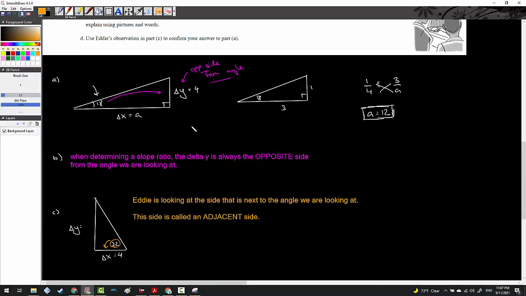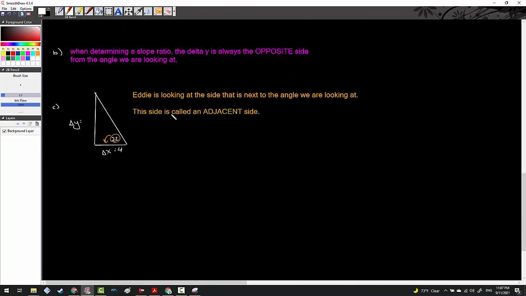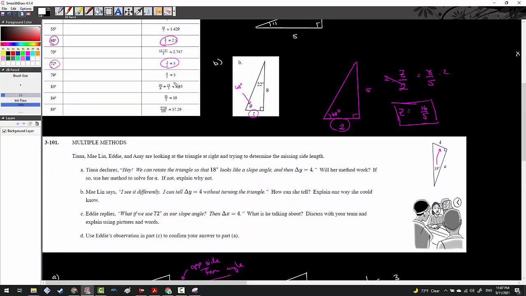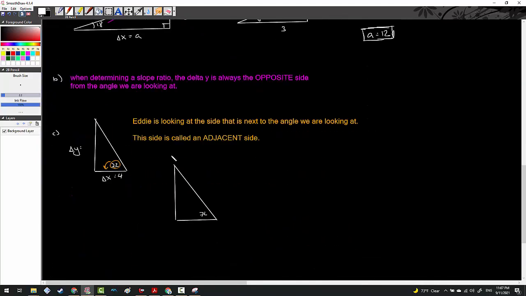Okay, and now in part D, we're going to confirm Eddie's observation to answer, again, part A. We should get the same answer here. So if I, again, draw a 72-degree similar triangle, 72 degrees right here, let's look at the slope ratio for that. Slope ratio on a 72 is 3/1. So up 3, my delta y is 3, my delta x is 1.